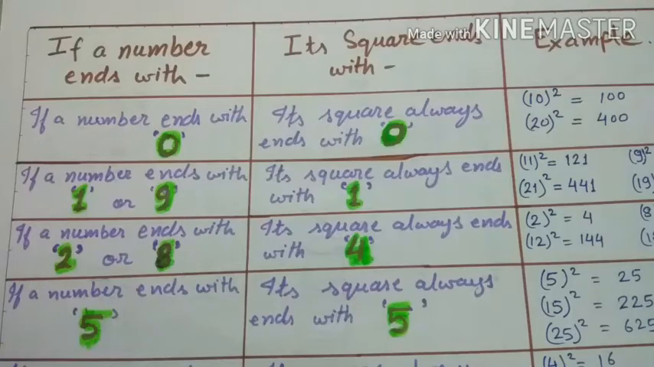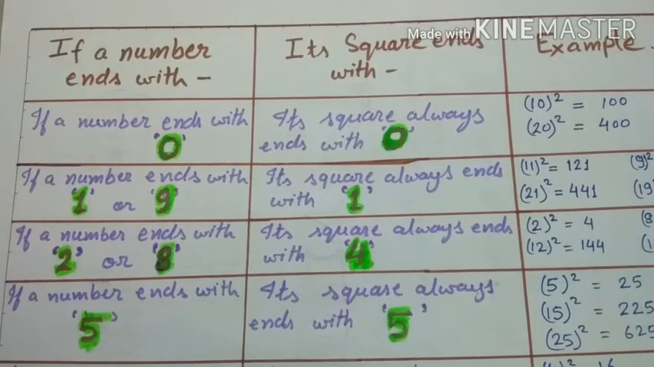Welcome back to the next module of the topic squares and square roots, in which we are going to learn the next properties of square numbers. Here are some more properties of square numbers. The first one is, if a number ends with 0, the square of that number always ends with 0.